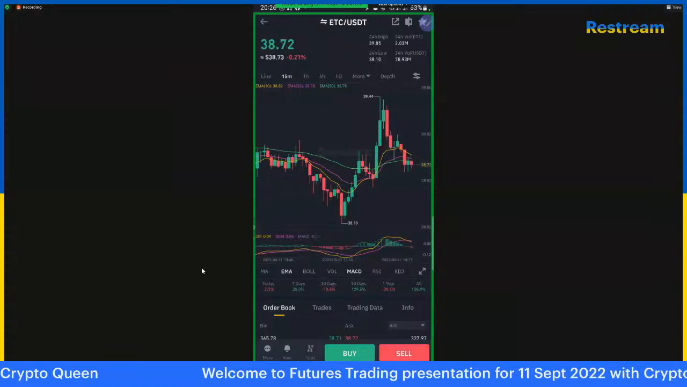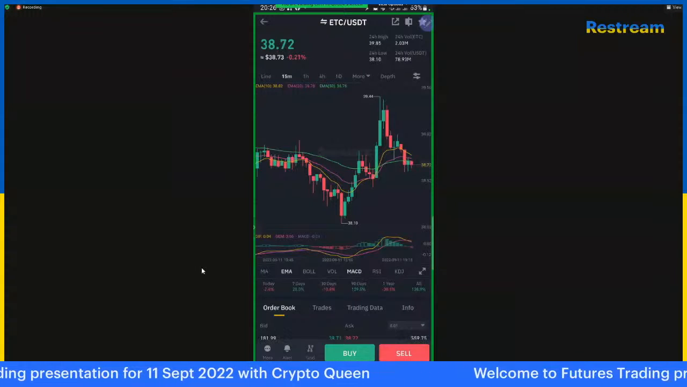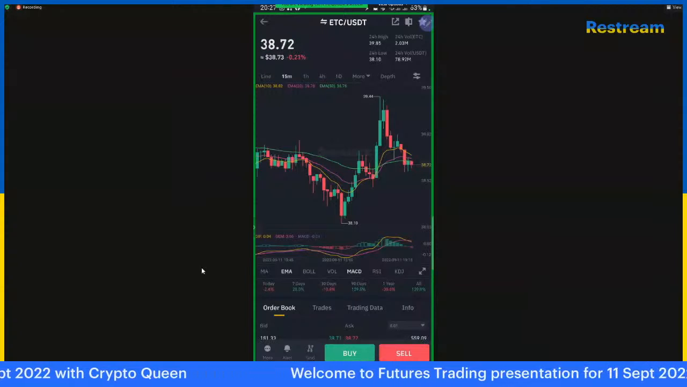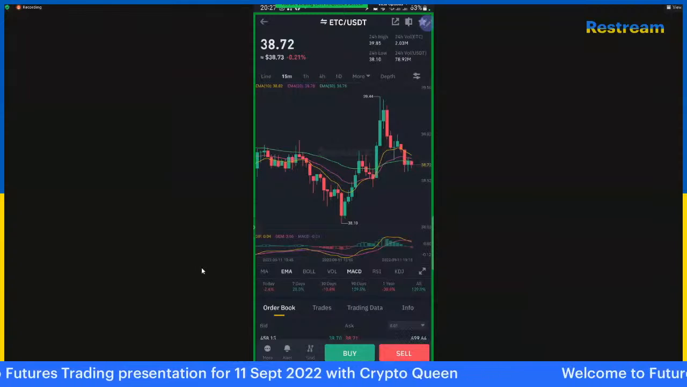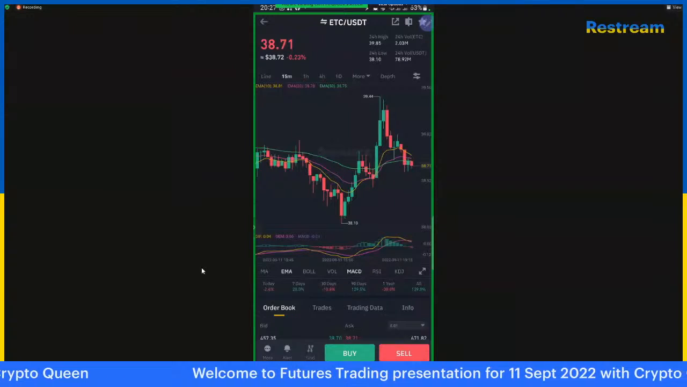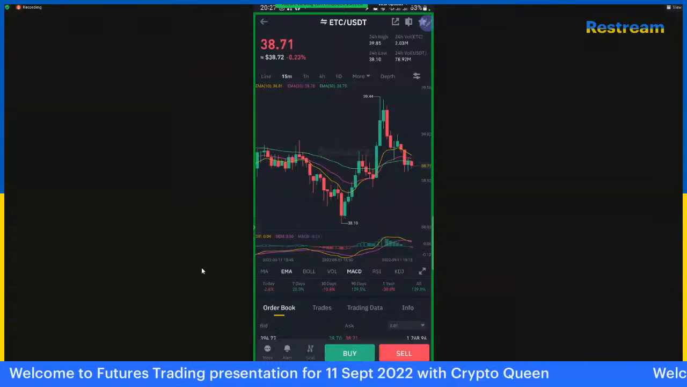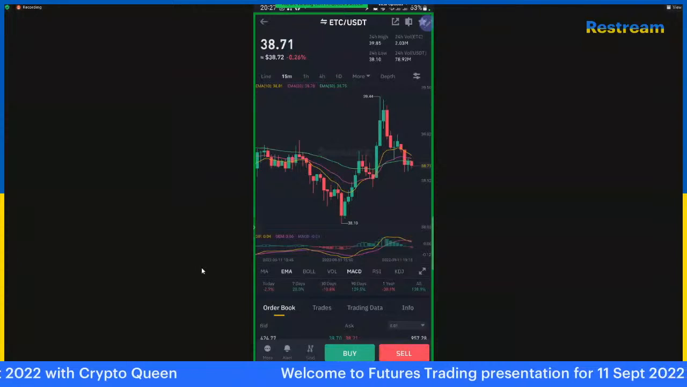Because of the current situation of the market, it is very easy to make profits when you are shorting a trend than making profits when you are longing. So it is easier to make profits from shorting than from long. So I don't day trade. Like I said, I only day trade when opportunity calls.